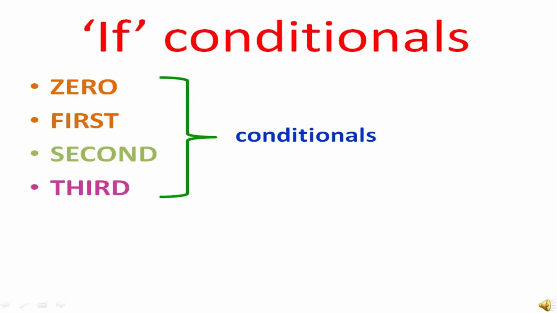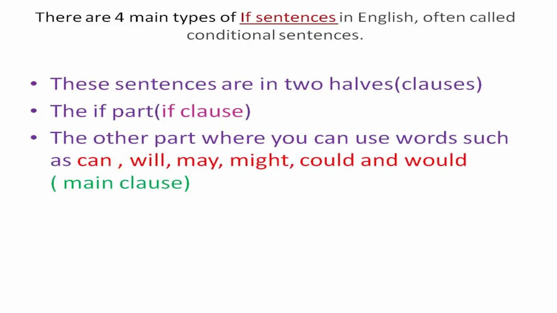How many types of if conditionals are there? There are 4 types of if conditionals. The first one is zero conditional, then first conditional, second conditional and third conditional. Now we are going to understand each conditional sentence one by one.